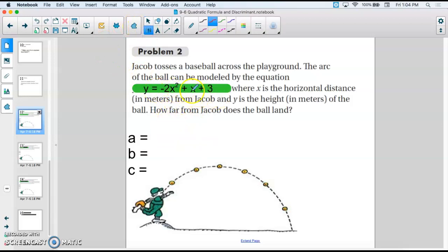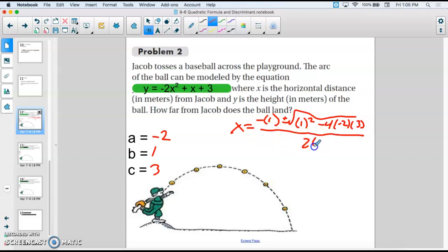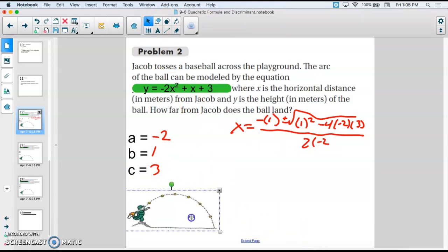We start out: is our equation in standard form? Yes, it is. So we just go ahead and use the quadratic formula. A is negative 2, B is 1, and C is 3. And just like yesterday, we plug them in. So negative b, so negative 1, plus or minus the square root of b squared minus 4 times a, which is negative 2, times c, which is 3, all over 2a, which is negative 2. Okay, I'm going to reduce this picture because we don't need it in our way.